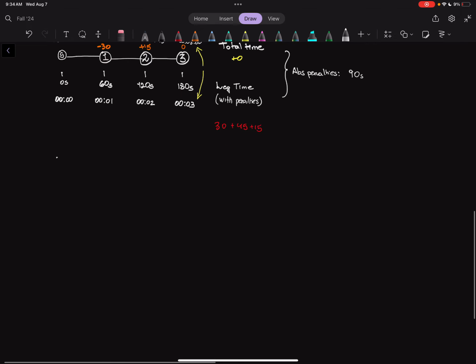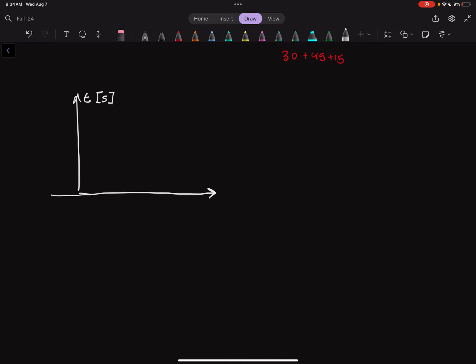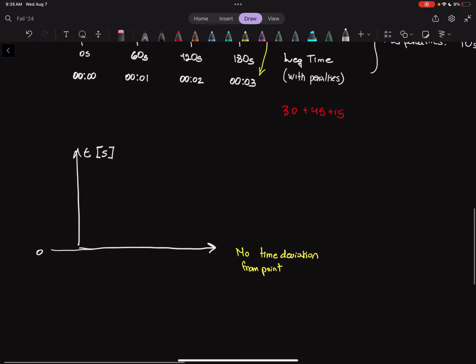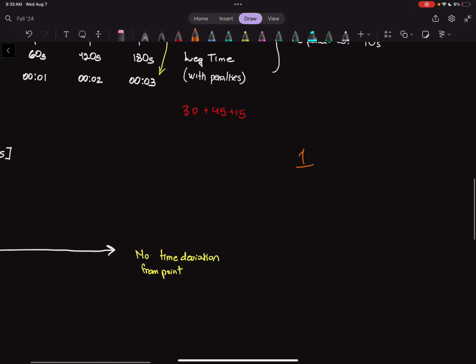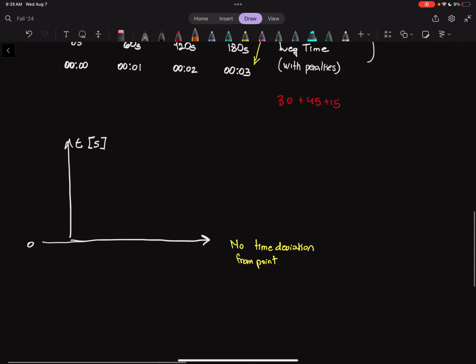So the bonus is, say you have this graph, and say this is the time axis in seconds. And this is no time deviation from the point. That's what this 0 represents right here. So say you are, let's say the first scenario, we'll do it in this color. Say you're at 0. This is your start.